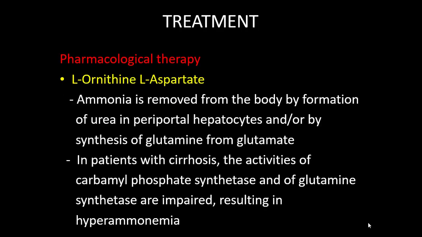Next is L-ornithine L-aspartate, LOLA, or Hepa-Merz. So ammonia is removed from the body by formation of urea in the periportal hepatocytes and or by synthesis of glutamine from glutamate. In patients with cirrhosis, the activities of carbamoyl phosphate synthase and of glutamine synthetase are impaired, resulting in hyperammonemia. What is this?